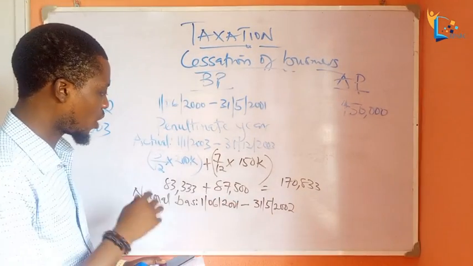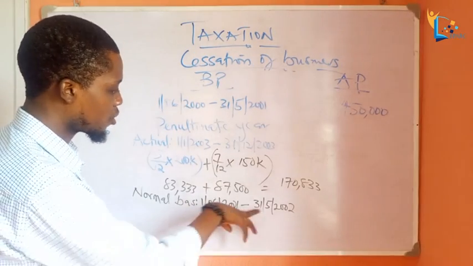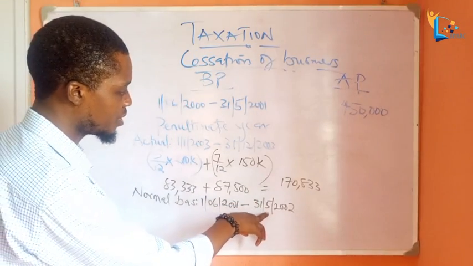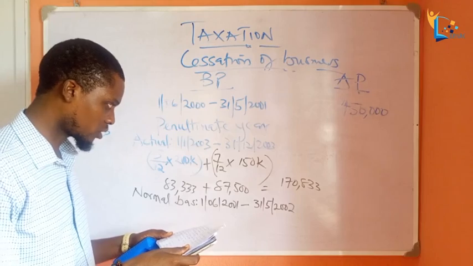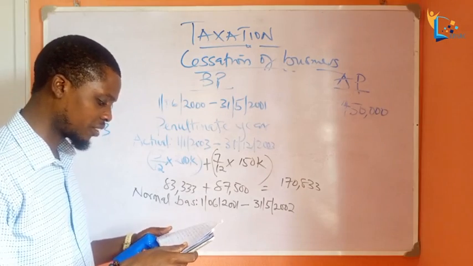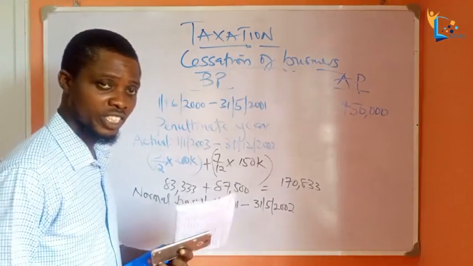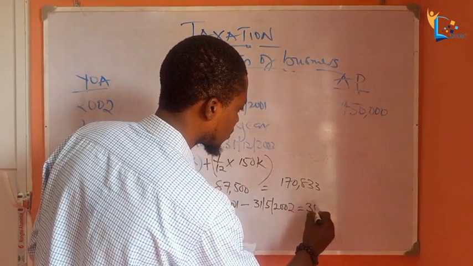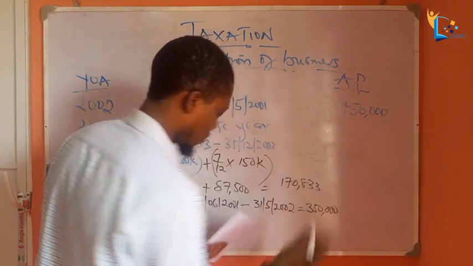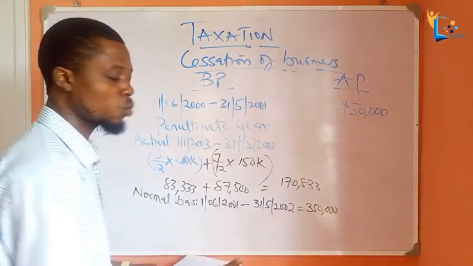That is this. So let's see if we have any information on this. So 1st of June period to 31st of May 2002. Let's check our question. Yes, we have 350,000. Is it in your question there? So 350,000. Okay? So between 170 and 350, which one is higher?